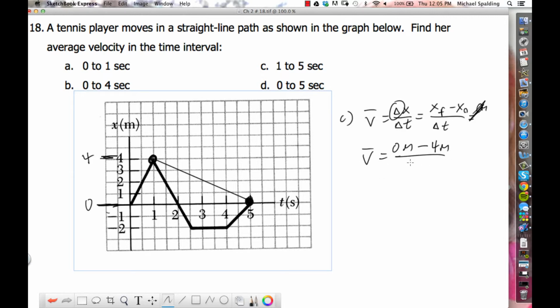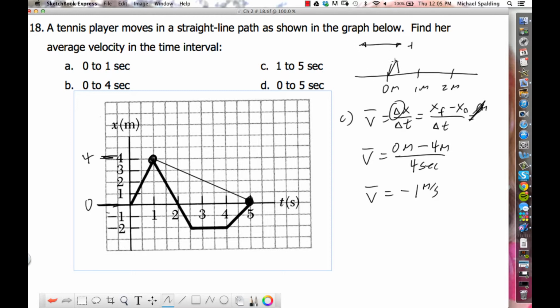Okay? And then how much time did that take? From 1 second to 5 seconds, 4 seconds. So her average velocity is -1 meter per second. Now what does that mean? Why did the answer come out negative? Well, here's the 0 meter position, 1 meter, 2 meter. To the right is plus, to the left is minus.